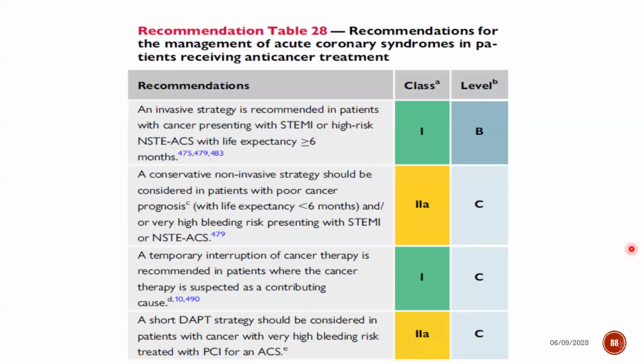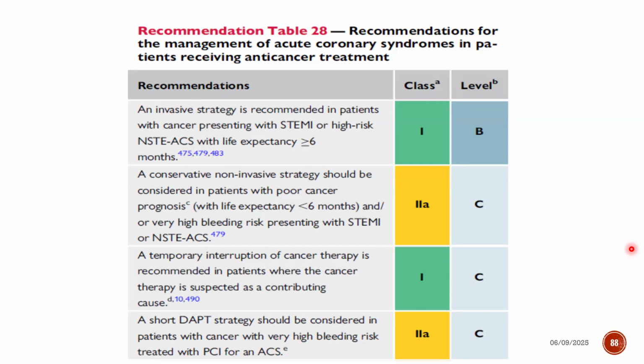So some of the recommendations. An invasive strategy is recommended in patients with cancer presenting with STEMI or high-risk NSTE-ACS, who have a life expectancy of more than 6 months. As we know already, to categorize patients as either low, moderate, or high risk, we can use scores like the TIMI score or the GRACE score.